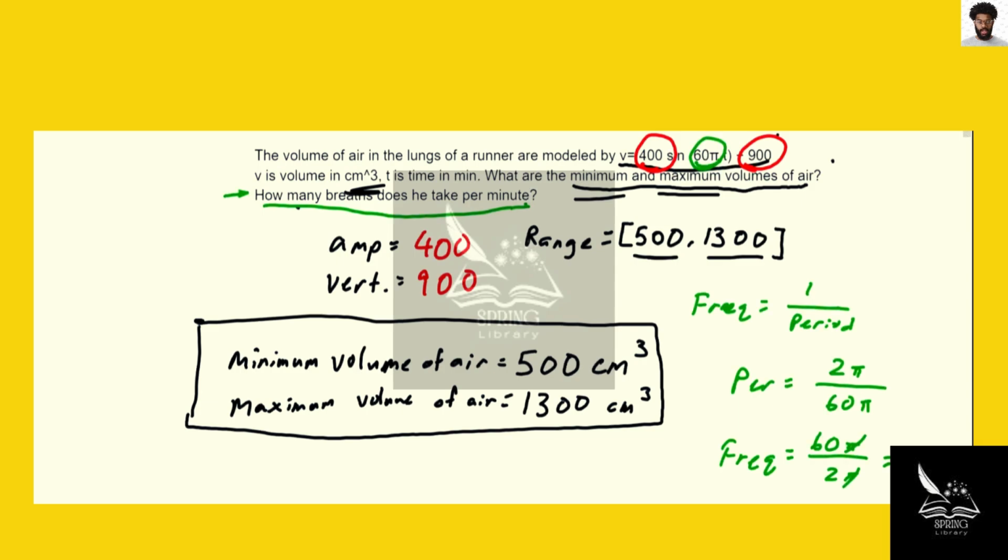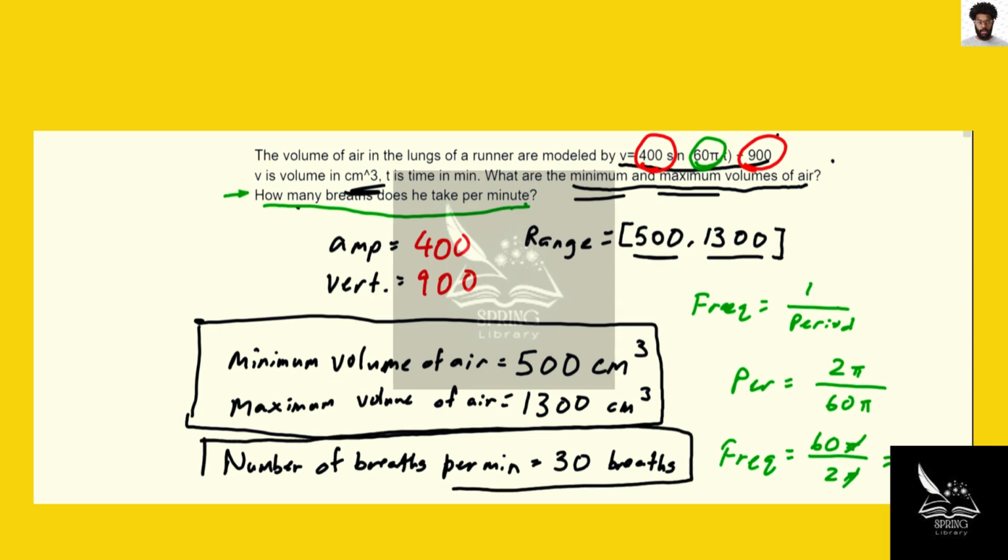So now we have the solution. We actually have to answer this in terms of the question as well. If we do so, we get that the number of breaths per minute is going to be 30 breaths. And here's our answer to the second question. And now we've answered both of the questions.